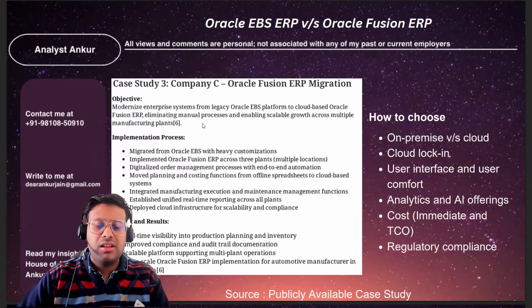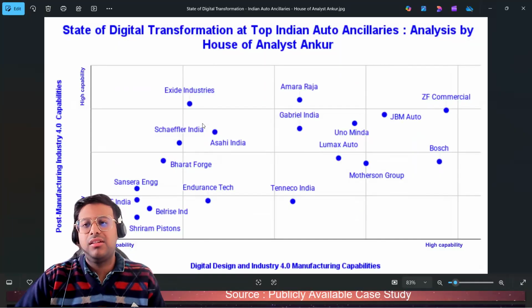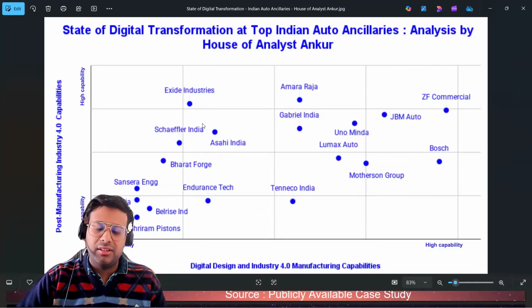Again, showing you the image. This is the image of the state of digital transformation at top Indian auto ancillaries.